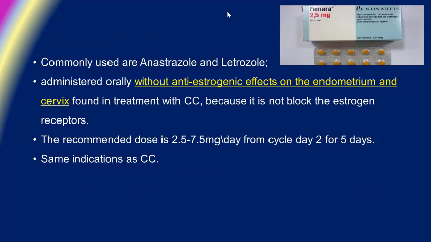The two commonly used drugs are anastrozole and letrozole. Letrozole is Femara. The letrozole tablet is 2.5 milligrams each. It is administered orally without the anti-estrogenic effect on the endometrium and cervix that is found with clomiphene citrate. This is the benefit of letrozole over clomiphene citrate. It has no anti-estrogen effect on the endometrium and cervix because there is no block of estrogen receptors in the endometrium and cervix, as Clomid does.